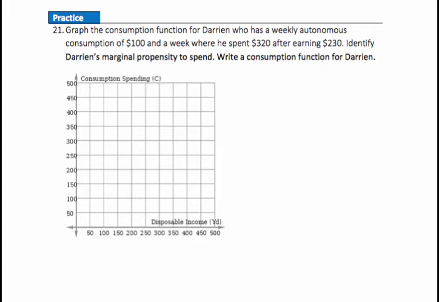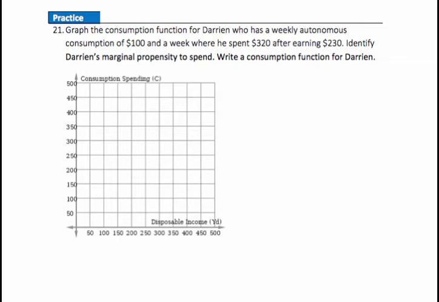Let's go ahead and practice now question 21. When you're done, hit play to see how you did. 21. Graph the consumption function for Darian, who has a weekly autonomous consumption of $100 and a week where he spent $320 after earning $230. Identify Darian's marginal propensity to spend, and then let's write a consumption function for him.